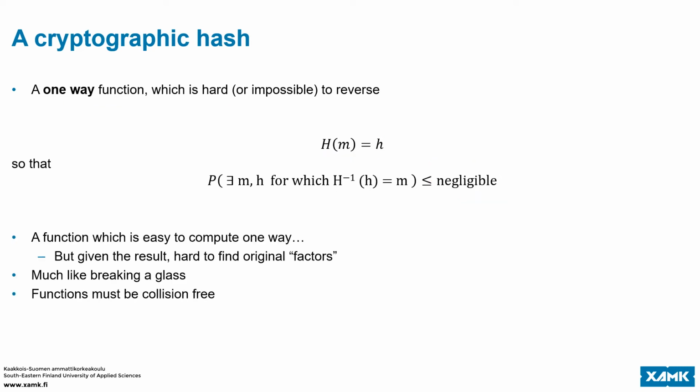So all in all, a one-way cryptographic hash function is a function which is easy to compute one way. It's easy to compute the hash value, but given the result, the hash digest, it's hard to find the original message or hard to find the original factors which produced this hash value. Imagine it's much like breaking a drinking glass. It's very easy to do, but gluing the individual glass pieces together is quite hard, especially if you intend on making the glass whole again.